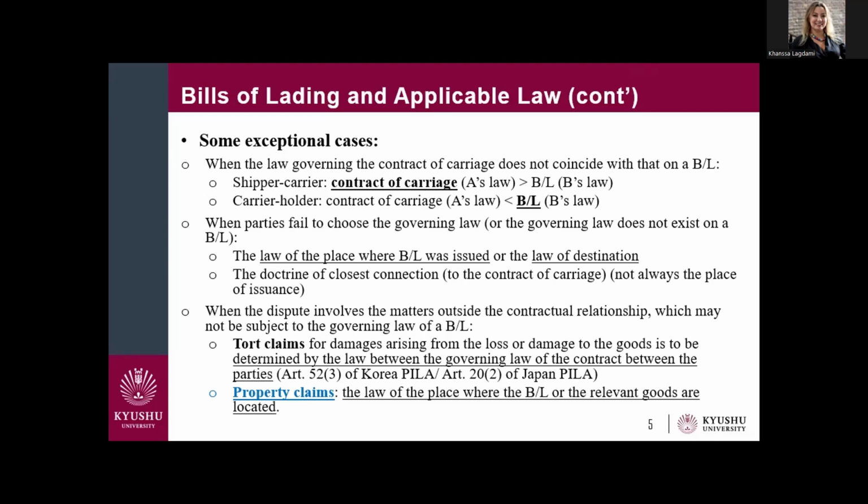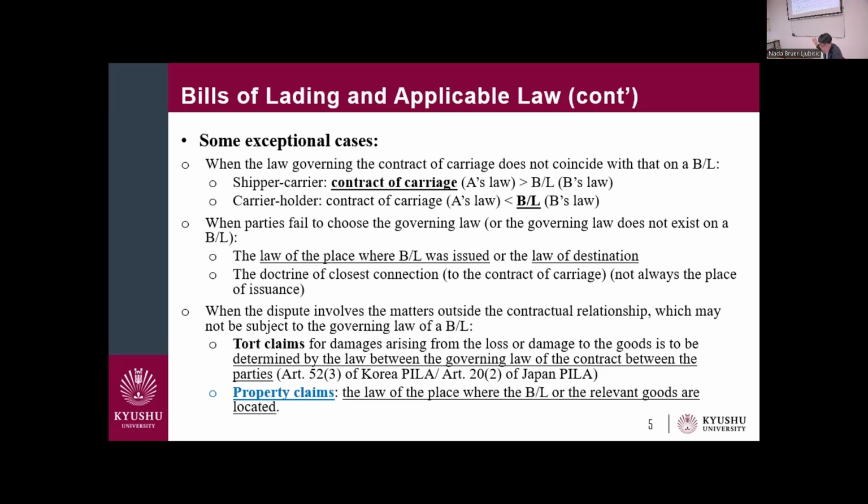That was actually the case in the past in Korea, for example, when we were following the old version of the private international law. The Supreme Court ruled that it's always the law of the place where the bill of lading was issued in this kind of case, when there's no governing law in the bill of lading. But currently we have a similar system, so the doctrine of closest connection will apply. We will have to look into what the objective closest connection is, and what objective factors we can look into depending on the case, to decide what the governing law for the bill of lading is.